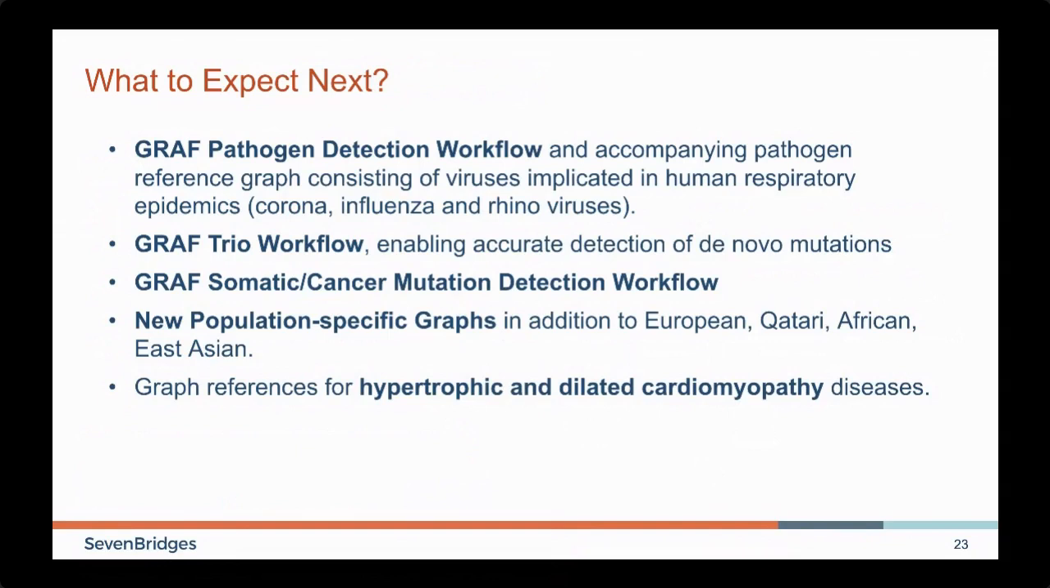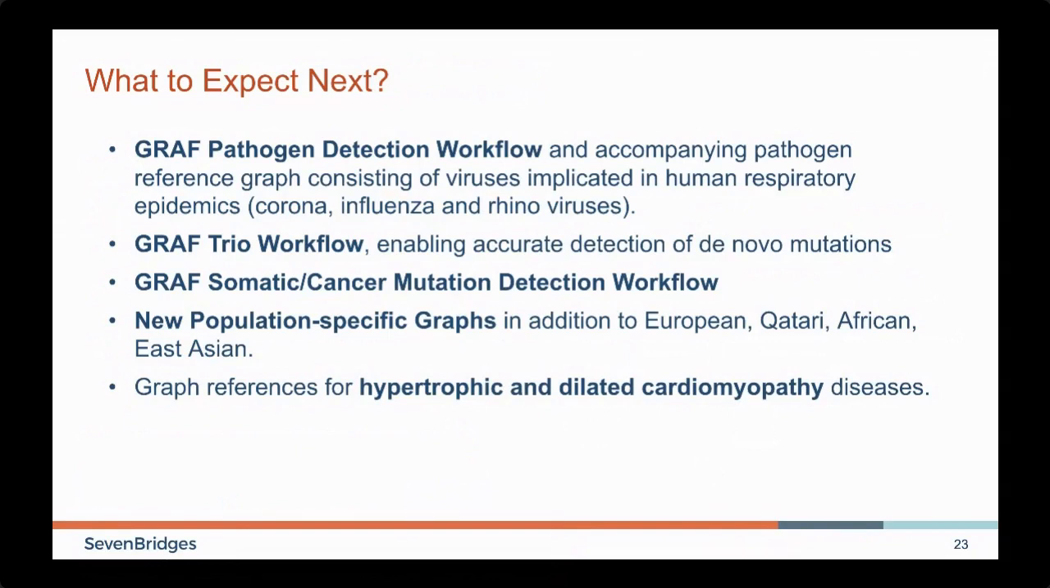The second thing we're planning to release is the TRIO workflow, and Amit again showed you some preliminary results on that. And by utilizing a family graph, we can make the variant calling very consistent across an entire pedigree compared to a linear approach or an approach that is based on a generic graph. And we are also working on somatic detection workflow that we intend to release.